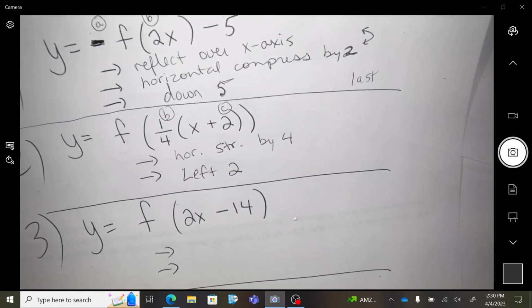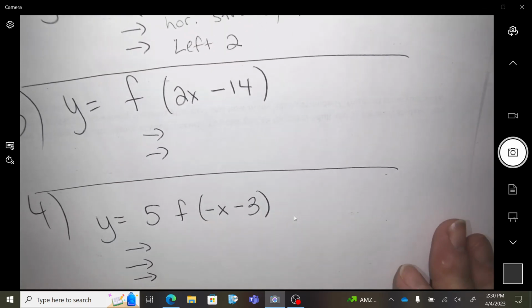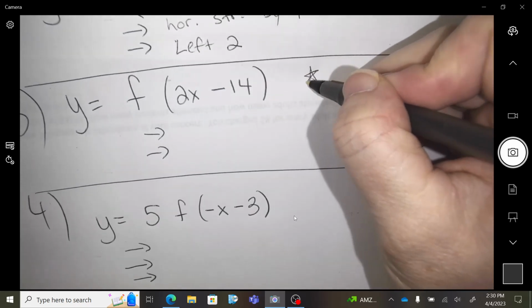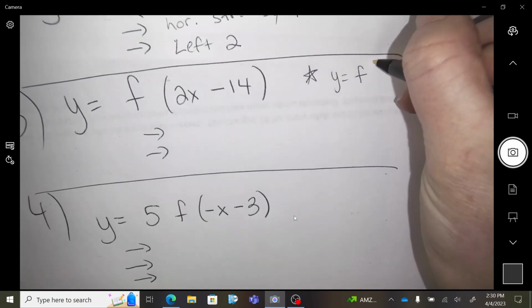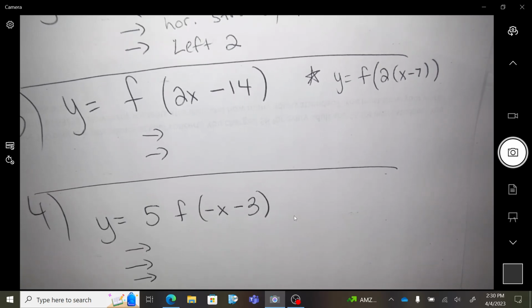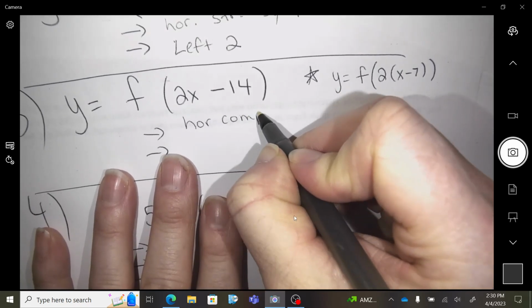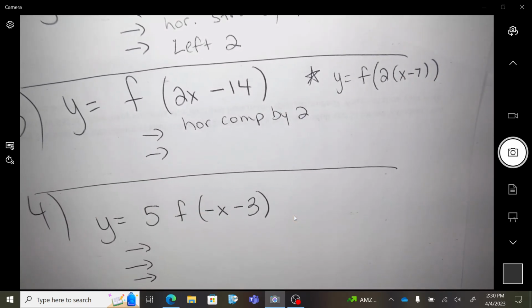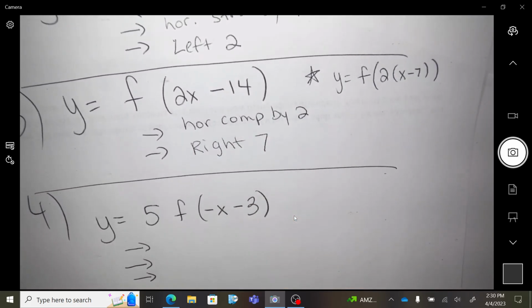Question 3. I tried to be tricky. Did you catch my trick? This was not written correctly. It wasn't factored out, the B. So there's a horizontal compression by 2, and then right 7. If you had written right 14, you would have been incorrect because you forgot to factor it out.